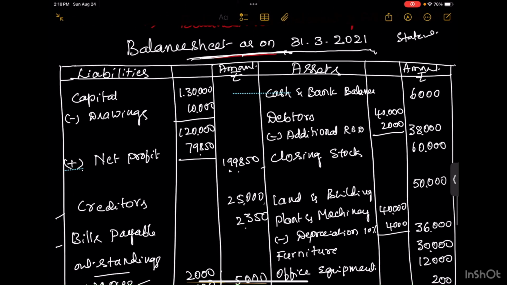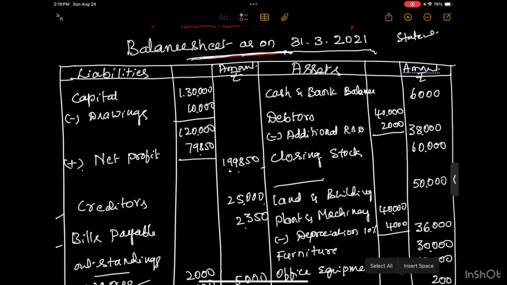Likewise, make all assets on the asset side. Sometimes you may start with the current assets and end with the fixed assets, or you can start with the fixed assets and end with the current assets. Cash, debtors, stock, bills receivable, all these come under current assets. Land and building, plant and machinery, furniture, all this comes under fixed assets. But you should try to classify so that all current assets come together and all fixed assets come together.